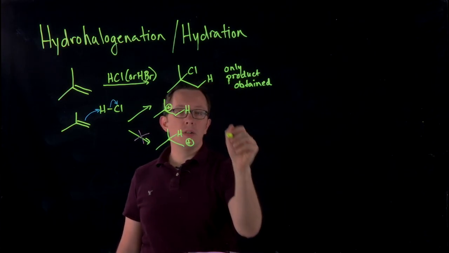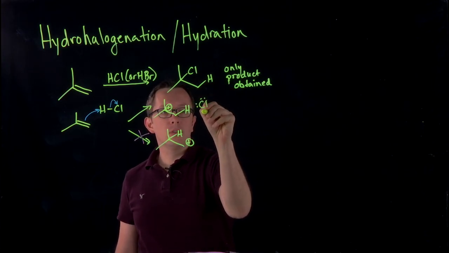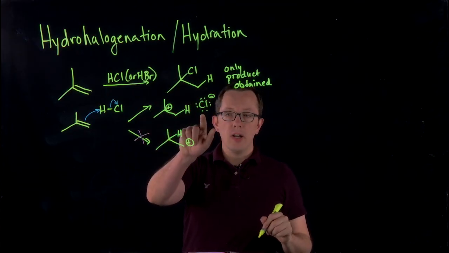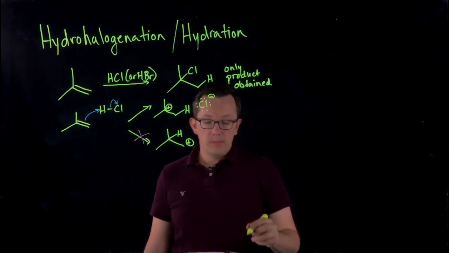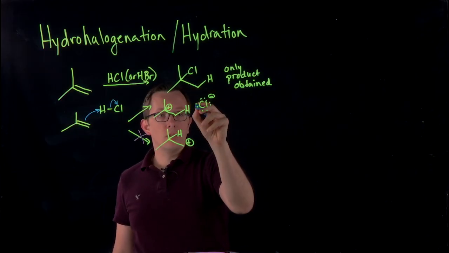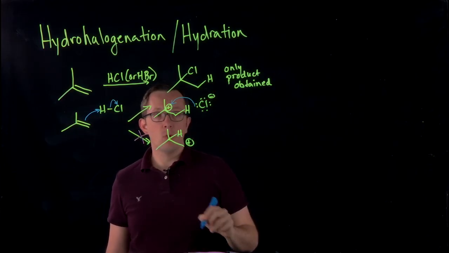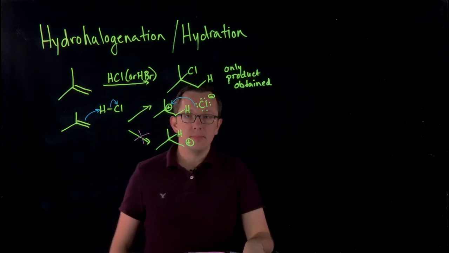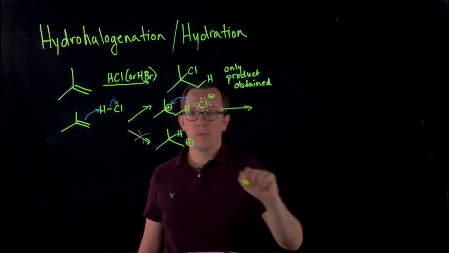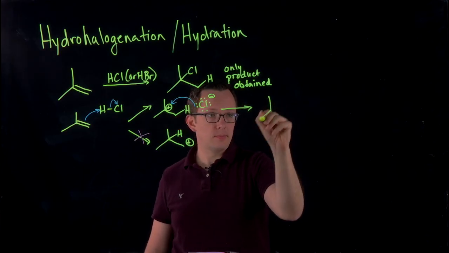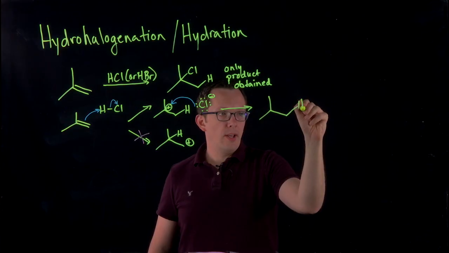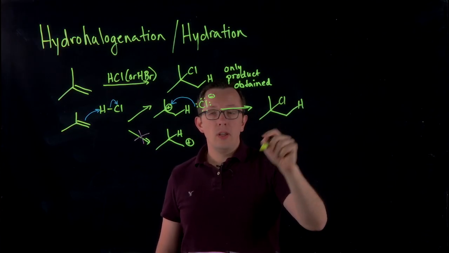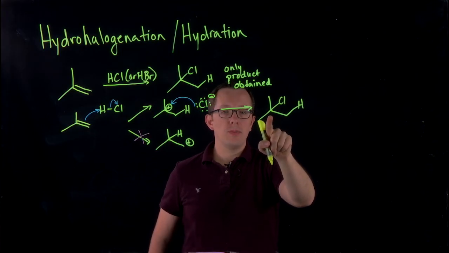Okay? From here, we have chloride as our counter ion. Now it's going to act as nucleophile. So here, we're going to take one of the lone pairs on chlorine and form a bond with the carbon that is positively charged, the carbocation. And so here, we're going to form a product where we have a hydrogen at the less substituted position and a chlorine at the more substituted position.